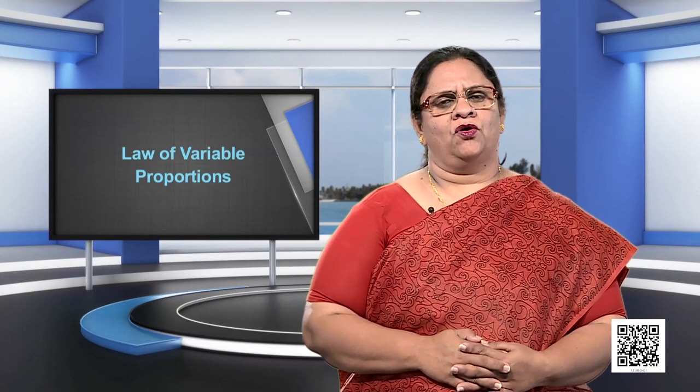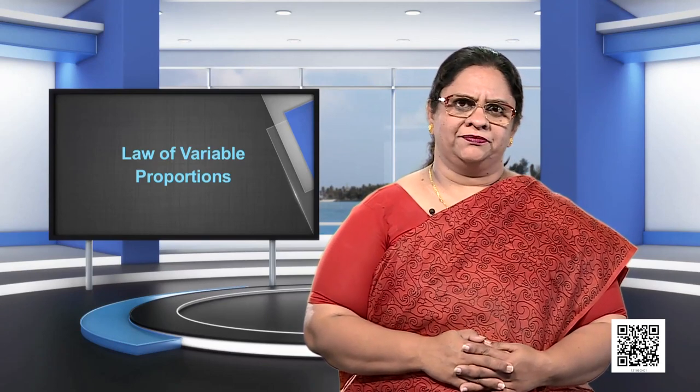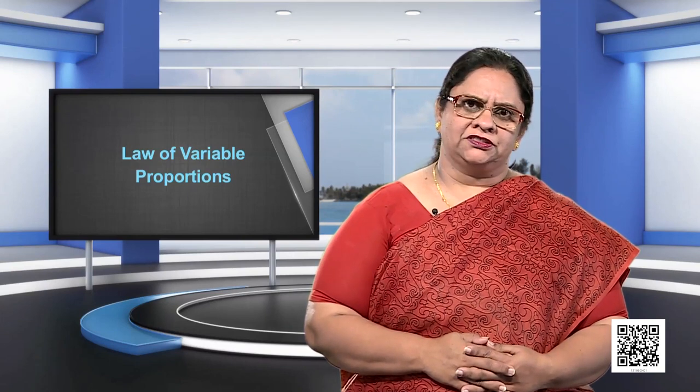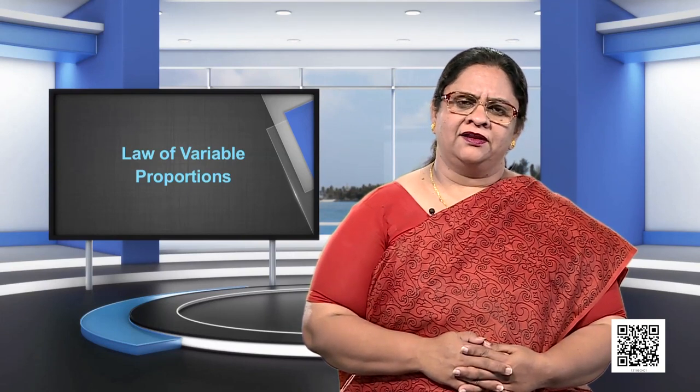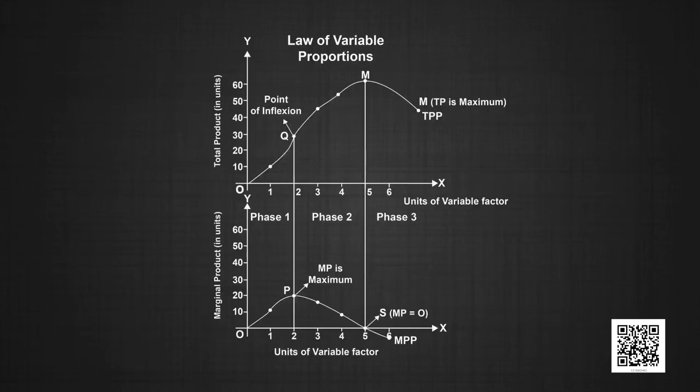Let us discuss the law of variable proportions with the help of the following schedule and diagram. Consider a field which is being cultivated for growing wheat. The field has an area of 1 acre. The schedule on your screen describes how the TPP and MPP change as more and more labor is hired to cultivate the field. This data can be represented in the diagrammatic form as shown in figure 1.